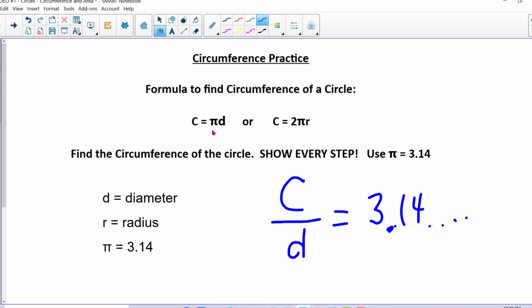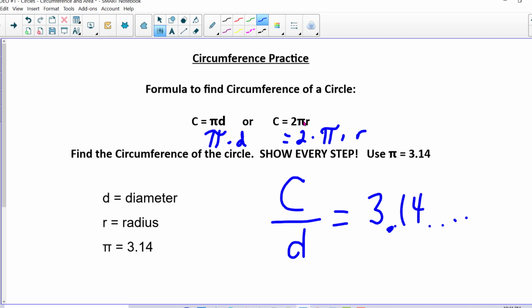The circumference is 3 and a little more of the diameters, pi, multiplying it together. Remember, this means pi times, when I have things together with no operations, it means multiplication. Pi times the diameter. So write that on your paper as well. And then this one says 2 times pi times the radius.